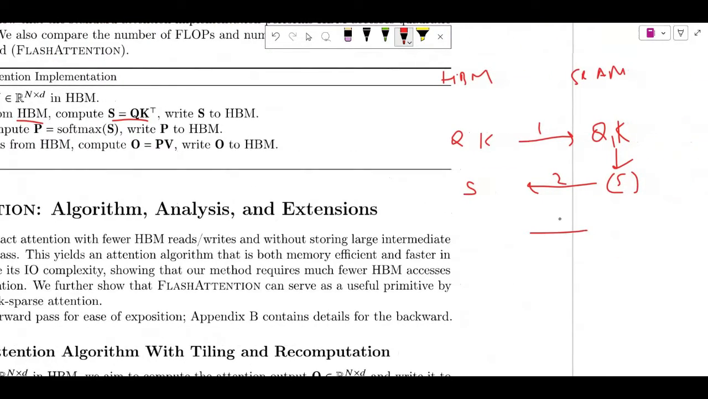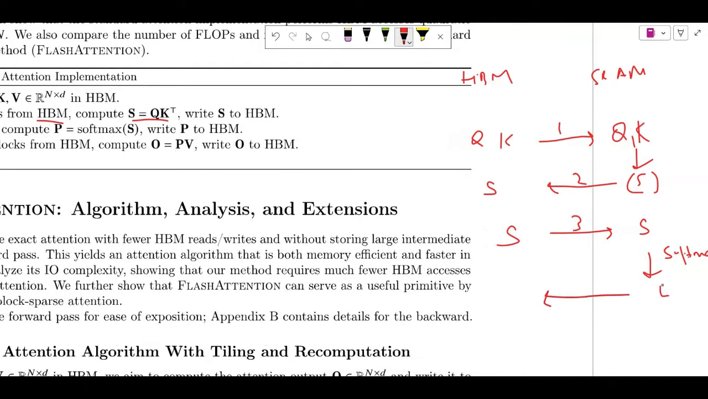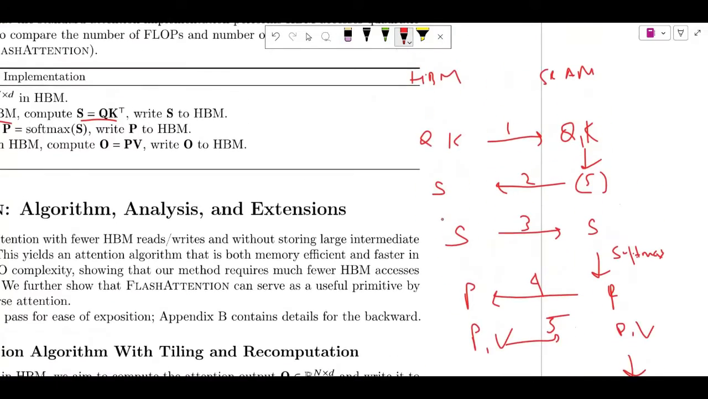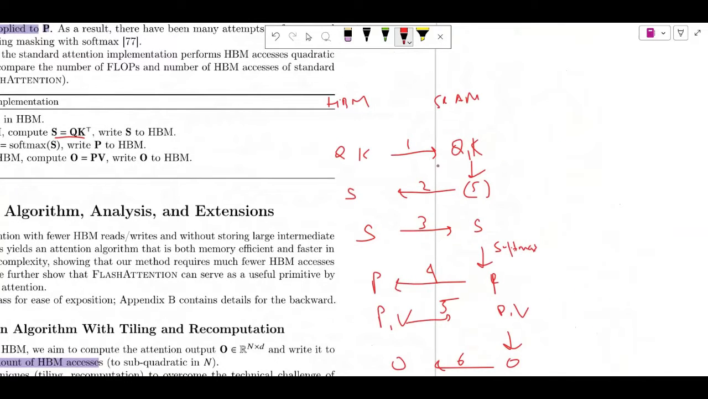Then you read this calculated S back again to your SRAM and calculate the softmax. Let's call it P. And then you write this P back to your HBM. Then you load your P and V back to your SRAM, you calculate O from it, and then you write O back into your HBM. This is what happens currently. You read and write back and forth.